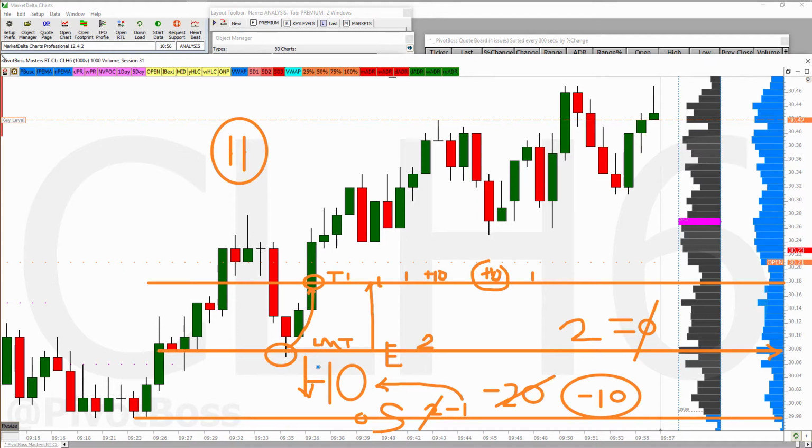In this case, if you're trading 2 contracts and you're risking 10 ticks, then you're risking $200 on that trade. So if price tests right here and then immediately goes against me and stops me out, you'd lose $200 on that trade minus commission.